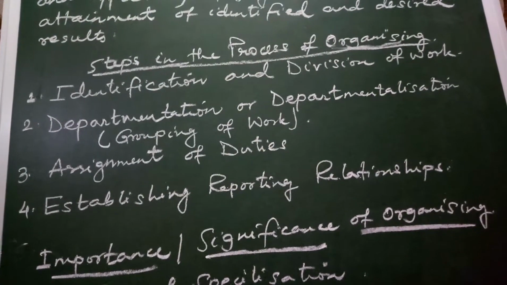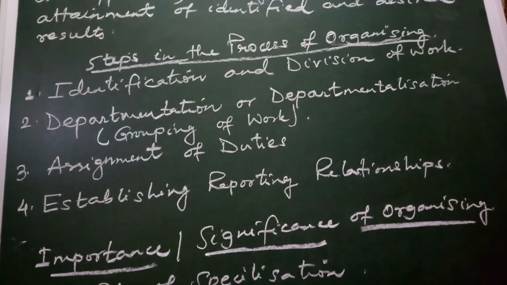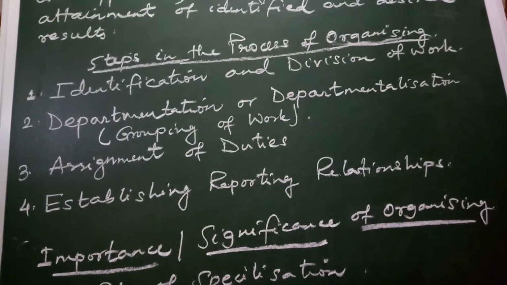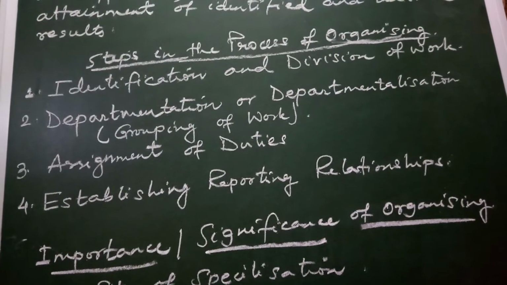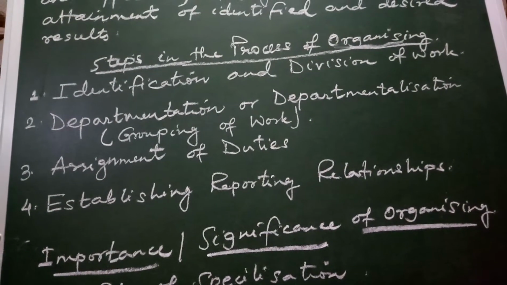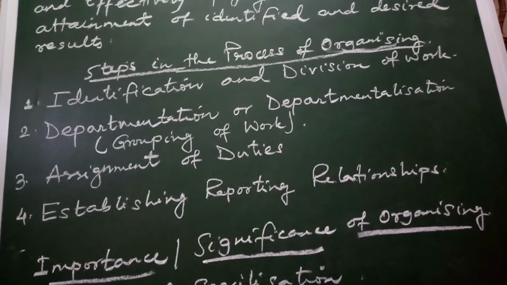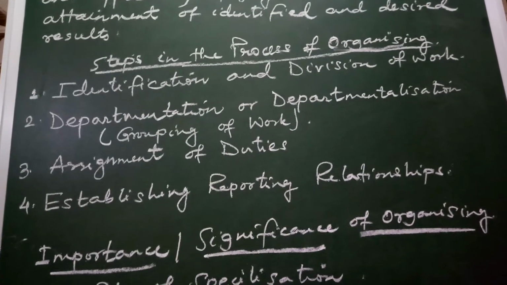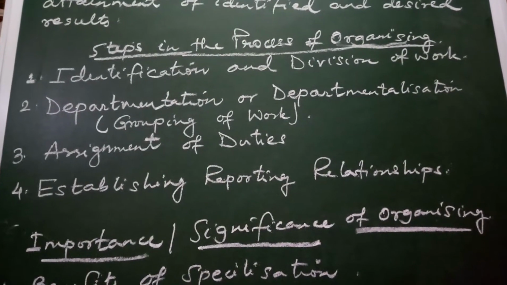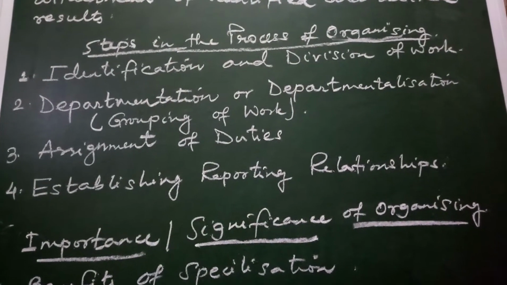Identification and division of work is the first step. The second step is departmentalization, that is grouping of work. Then you have assignment of duties, and number 4 is establishing a reporting relationship. We will be discussing these 4 points one by one. Now let us discuss point number 1, identification and division of work.